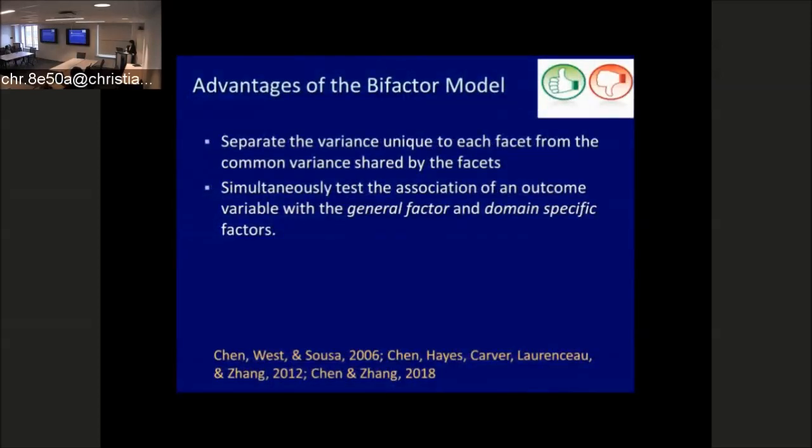So there are major advantages of the bifactor model. The first one is it can clearly separate the variance unique to each facet from the common variance shared with other facets. And it can simultaneously test the association of an outcome variable with the general factor and domain-specific factors.